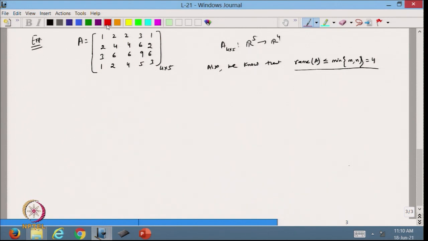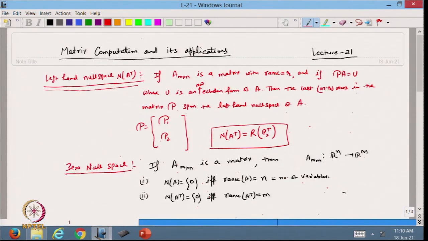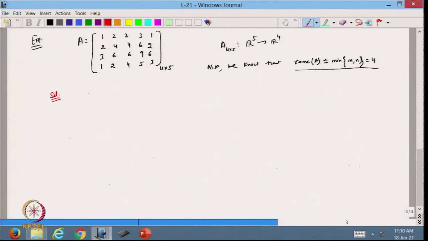Now, this is my matrix. Using this matrix, I want to find all the 4 subspaces. I want to check whether this theorem or this observation is satisfied here, and also I am going to use this. Now, for this, I take the augmented matrix. So, this is my augmented matrix: A, and the identity matrix I.